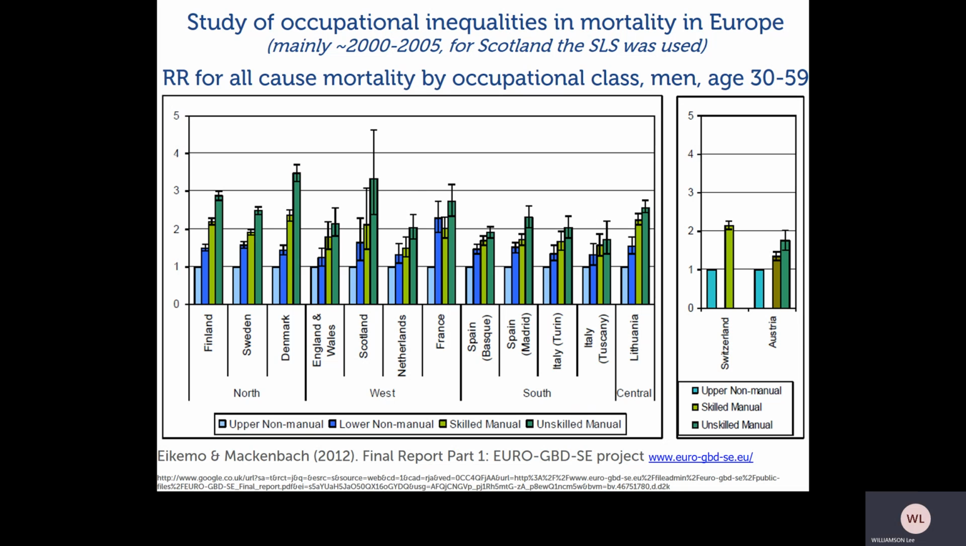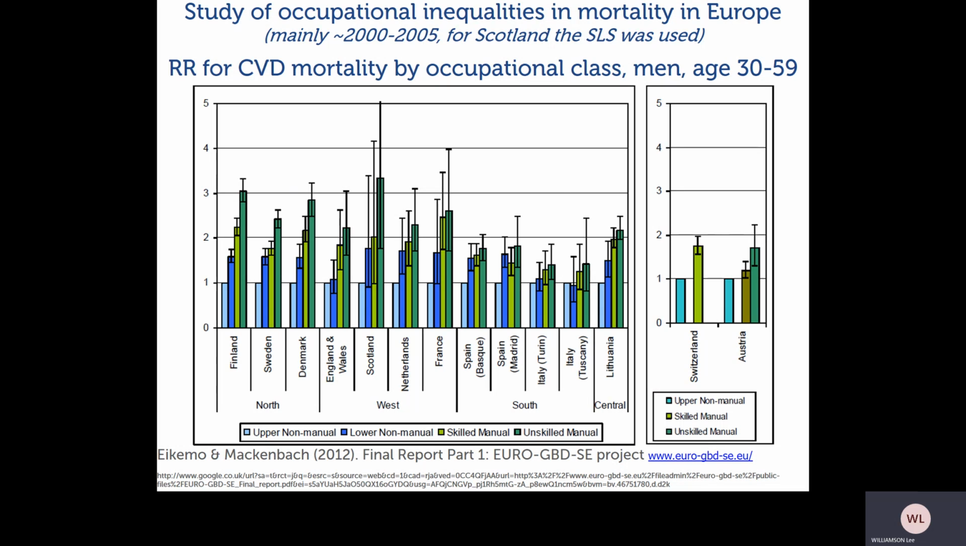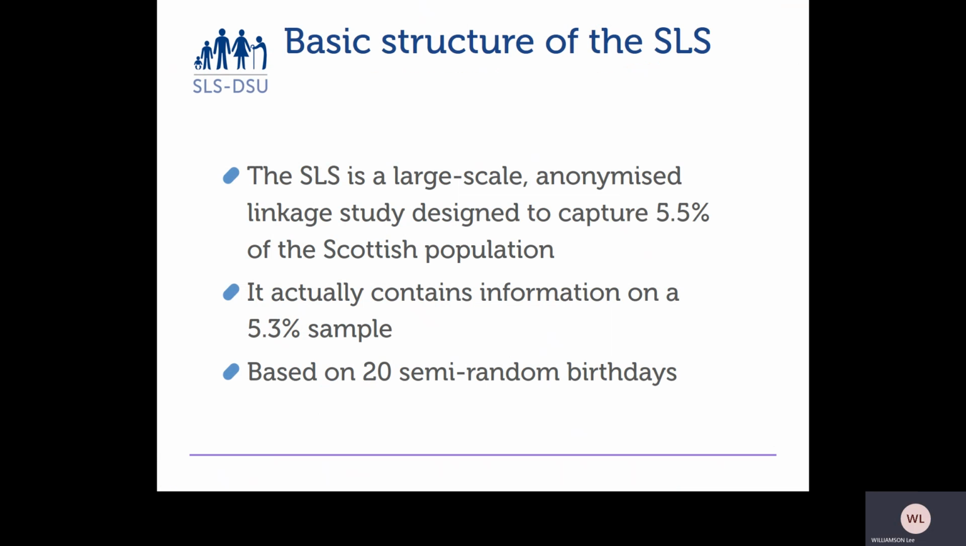And this is the risk of CVD mortality. And again, Scotland has relatively high risk compared with other countries, although obviously the confidence intervals are high. So what is the SLS? That was just a sort of introduction to why Scotland is a bit different.